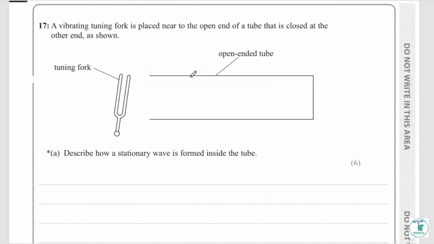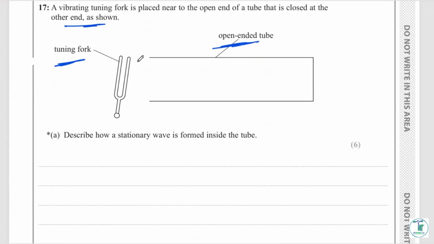Now you've got this question number 17, and we've got a vibrating tuning fork placed near to the open end of the tube that is closed at the other end, as shown. You've got the tuning fork and you've got the open-ended tube over here. You're going to vibrate that tuning fork and you must be having some waves, some particles of the sound wave, like air particles, moving inward. At the same time, some of them would be getting reflected and coming back, but some of them would still be moving in, right?